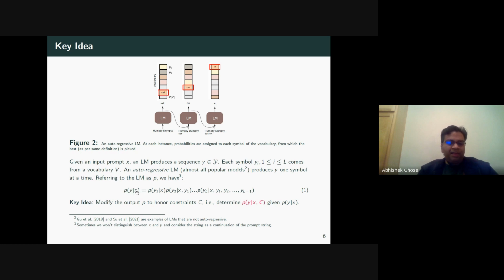But x is also a string, and y is also a string, and y is a continuation of x, right? So we might choose to distinguish them sometimes because it helps the math, and sometimes we don't, because in some cases that's the notation that works out better.